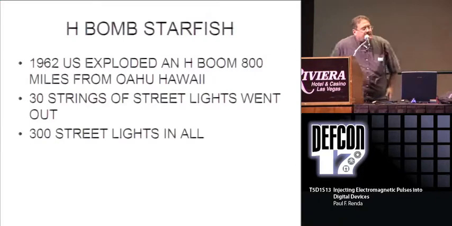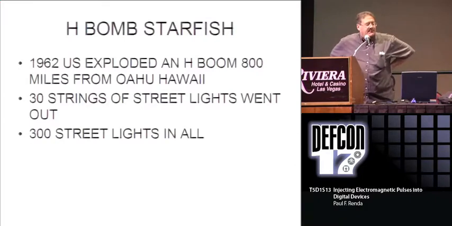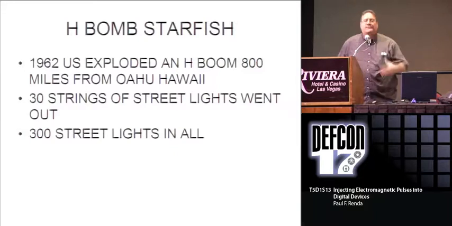Okay. The H-bomb, Starfish, 1962. The U.S. exploded an H-bomb 800 miles from Oahu, Hawaii. 30 strings of street lights went out, 300 street lights in all. That was the first notice that you can create pulses and they can bring down electrical systems.